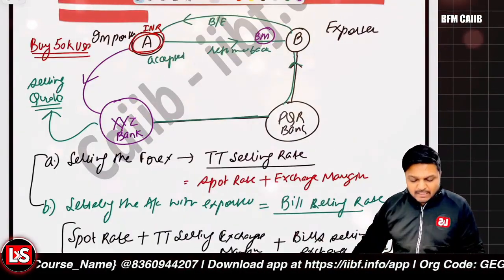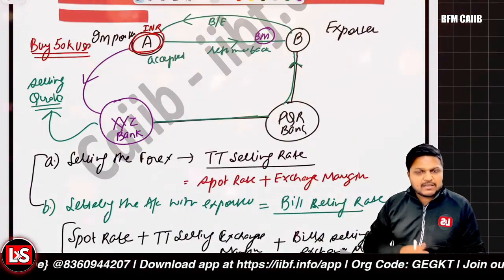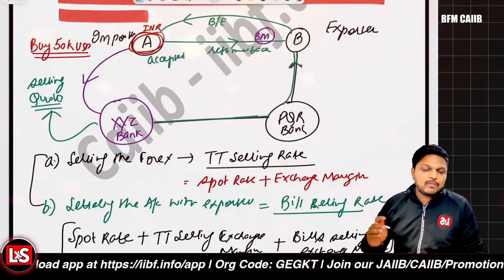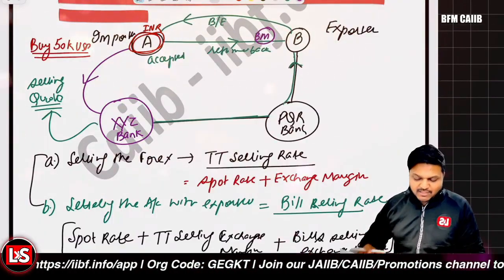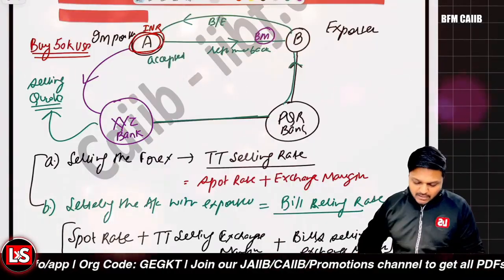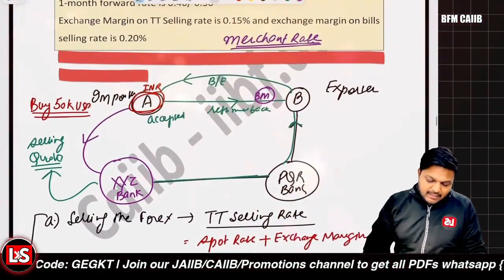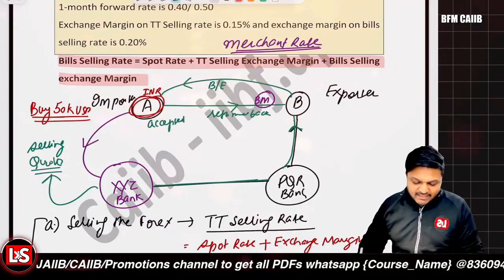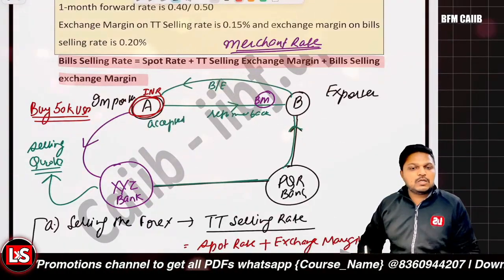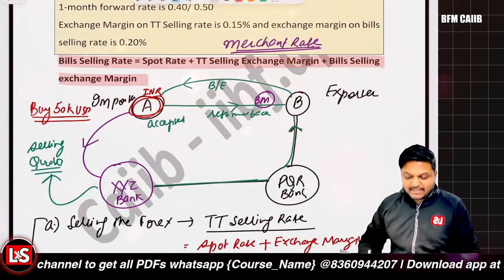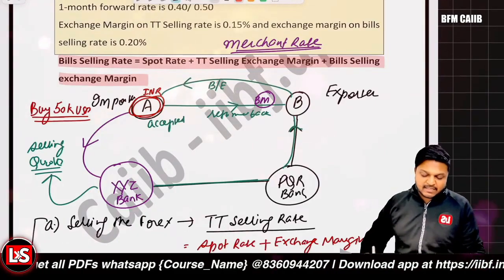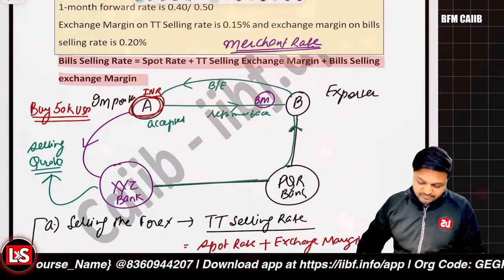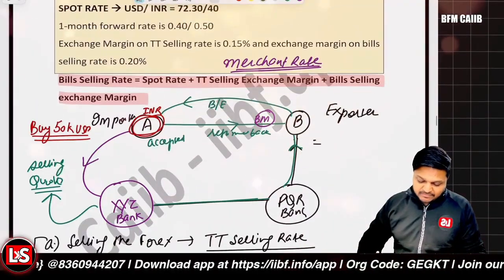Now, what rate would be applicable in this scenario? The customer wanted to buy, and the customer will be able to buy at a price at which the bank is ready to sell. So it will be the selling cost. So it will be the exchange margin as per the selling rate. Okay. So the related formula for this case is this one. That is, bills selling rate is equal to spot rate plus TT selling exchange margin plus bills selling exchange margin. So if you have to solve this question, the answer is very much easier.